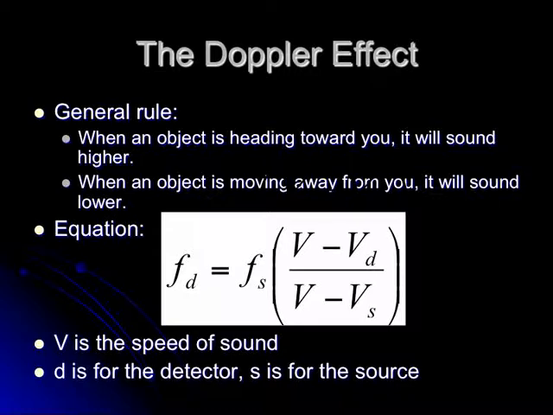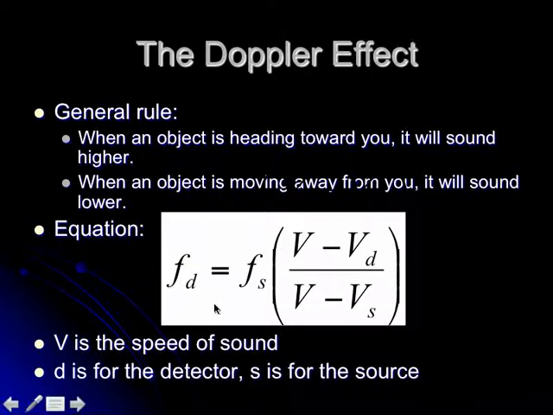Okay, let's walk through this. We said D is for the detector. That's the listener. That's whatever's hearing the sound, whatever's picking up the sound. Okay, S is for the source. That's wherever the sound is originating. That could be from an echo. It doesn't matter. It's just wherever the sound's coming from. Whatever is producing the Doppler effect.